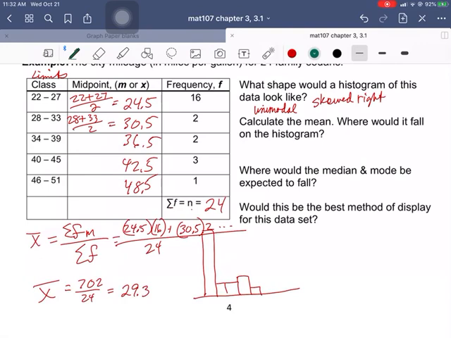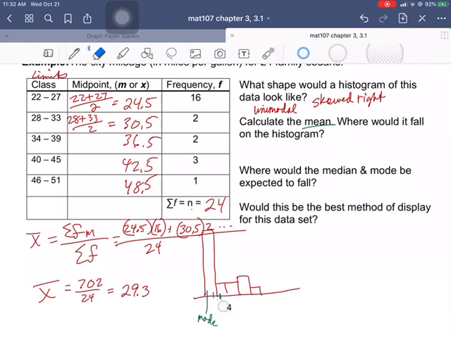All right, so 29 is going to be the average. And where would it fall? Let's see, this first one's going to be a limit of 22 and 27, so 29 is going to make it over here, 29.3. This average is pulled, you can see, by these other classes. Where would the median and mode fall? Well, since it's skewed right, the median is going to be back over here somewhere, and the mode is going to be over here.